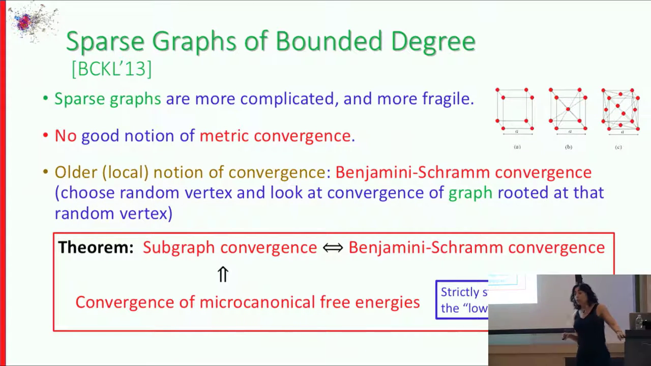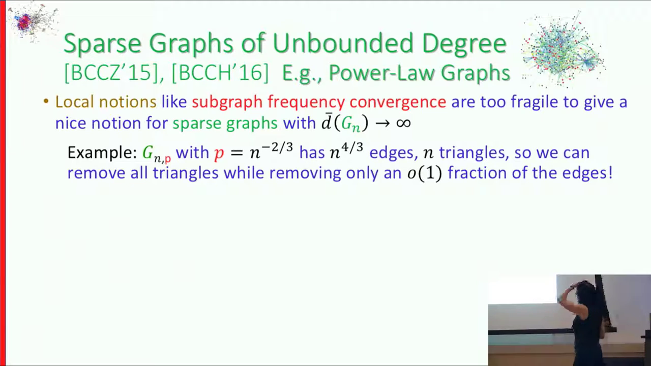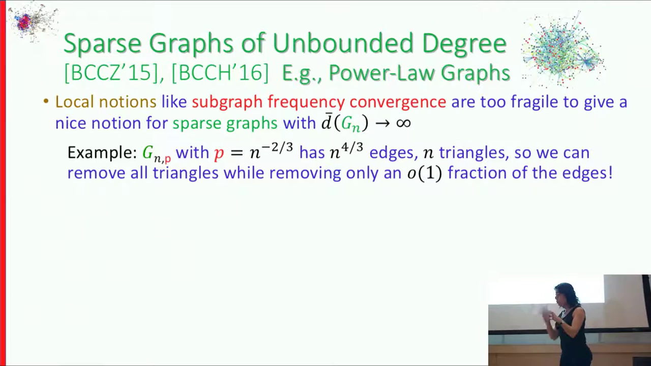Now, the sparse graphs that we really care about. Facebook, for example: you're not connected to a positive fraction of the other 1.5 billion people on Facebook. However, there is no max on the number of people that anybody is connected to. In principle, I mean, some algorithms actually cut you off, but in principle, there's nothing. So what I really want is sparse graphs of unbounded degree, sparse graphs with hubs in them. Here local notions like subgraph frequency convergence really fall apart. They really, really fall apart. So let's think about why. Let's take a random graph, one of these things where I flip a p-weighted coin every time.